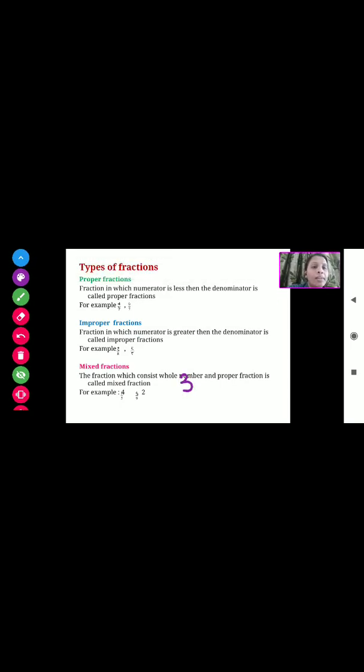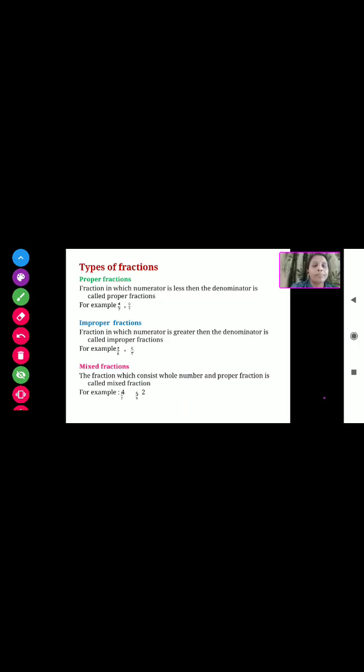3 is a whole number, then 2 by 7. So, here 3 is a whole number and 2 by 7 is a proper fraction. So, 3, 2 by 7, it's a mixed fraction. And we can convert this mixed fraction into improper fraction. You have learned in standard 5th how to convert mixed fraction into improper fraction and how to convert improper fraction into mixed fraction. You have learned already in standard 5th.